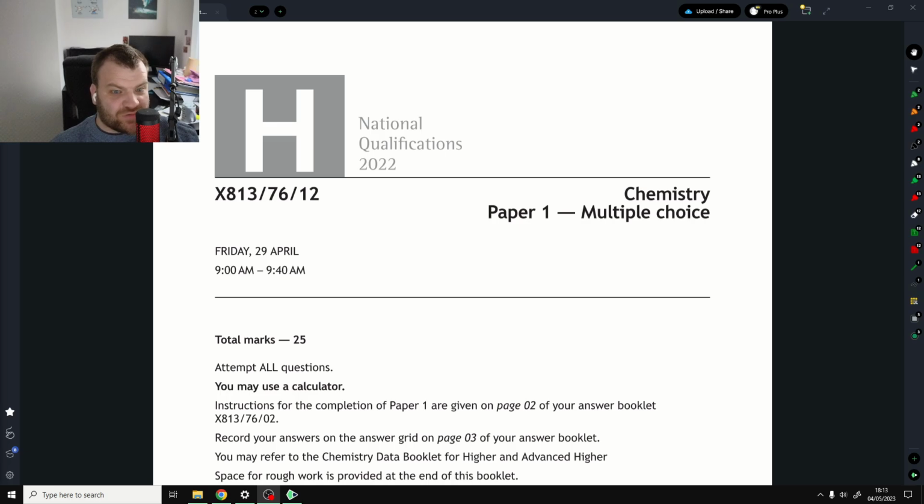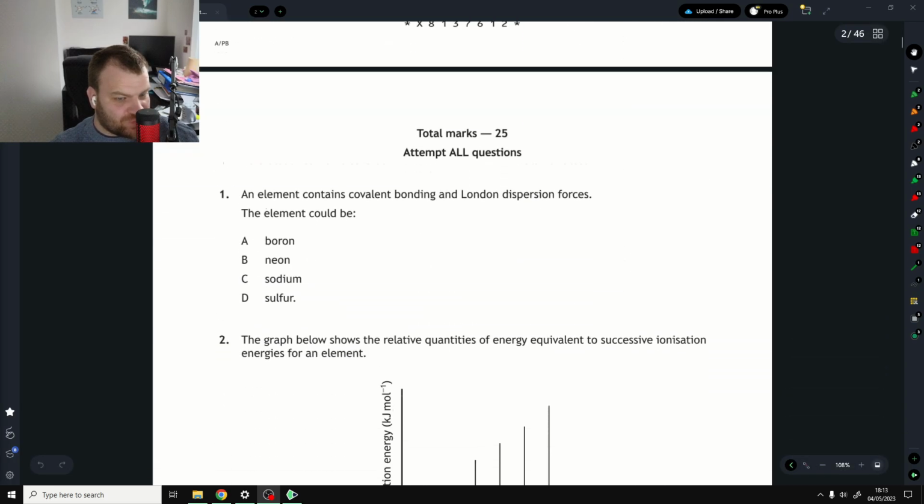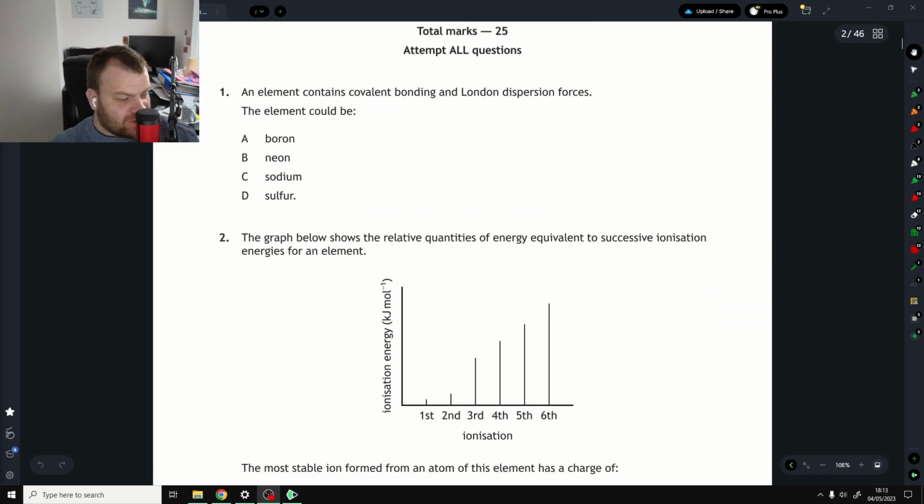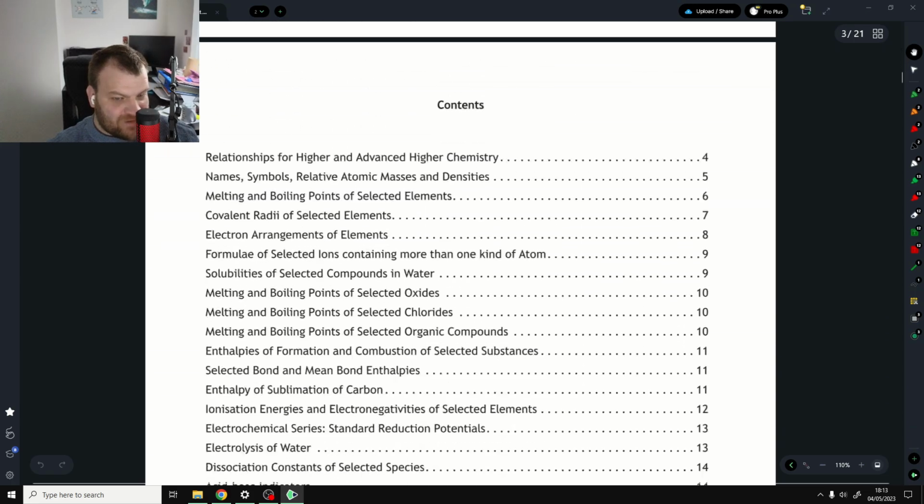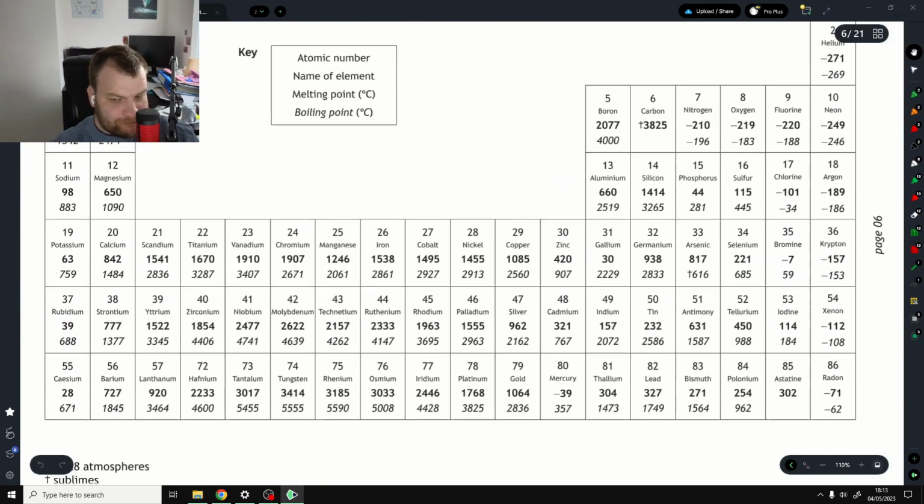In this video, I'll talk through the 2022 Higher Chemistry paper. I'll explain how I would approach each question, starting off in multiple choice question number 1. Here, we're asked for an element that has covalent bonding and LDFs. First thing I would do is go to the melting points and boiling points page in the data booklet.